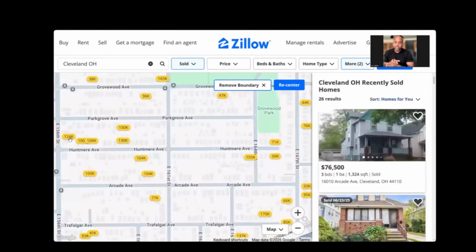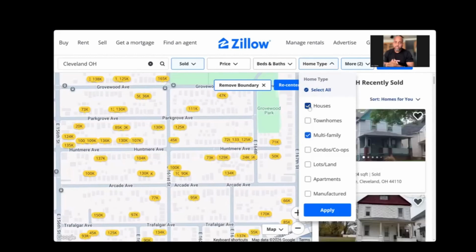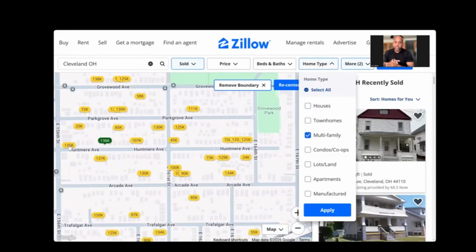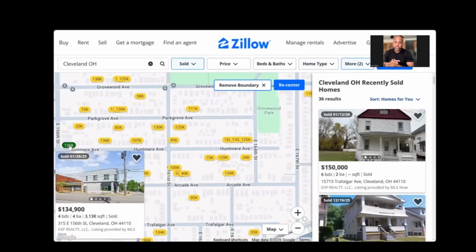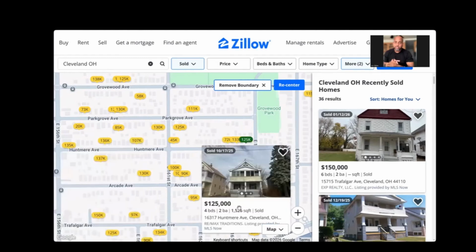So you got 124, 1,700 square feet. Hold on, home type. I gotta put multi. I'll take out houses. They're all 2 units, right? 135. You got 135. That's 3,000 square feet already. That's bigger, because you're 1,700. 135, 1,900. You got 125, 1,500. This looks like your comp right here.